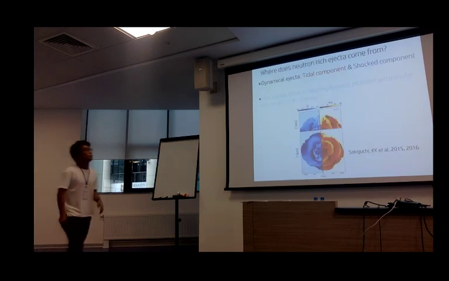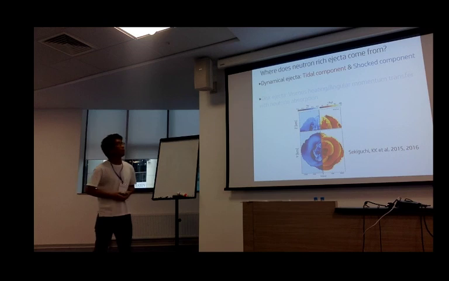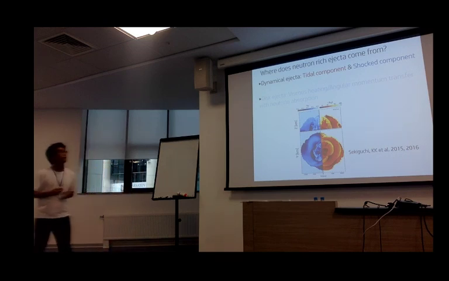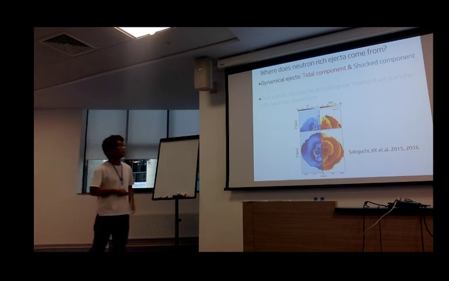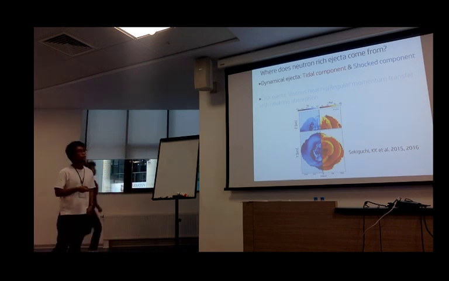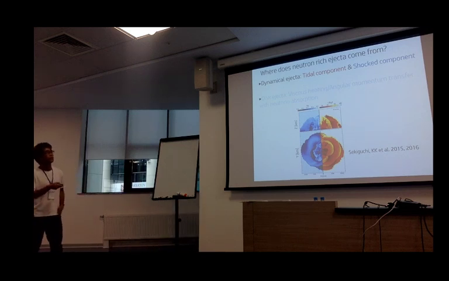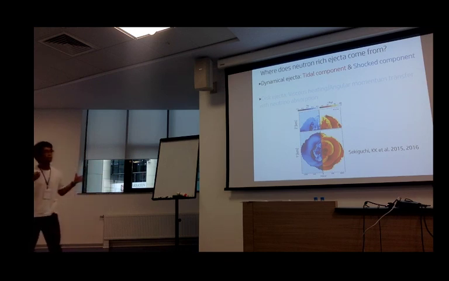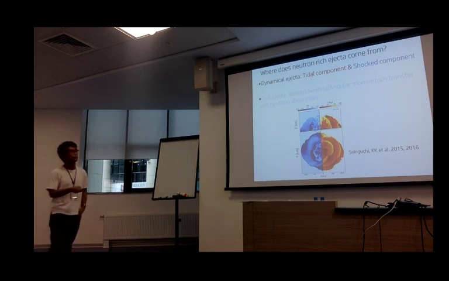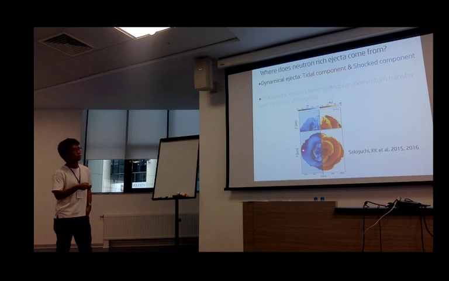So the question is, where does the neutron-rich ejecta come from, and what is the physical mechanism of the mass ejection? Recent numerical relativity simulations revealed that mass ejection is caused by two processes: the dynamical ejecta process and the disk ejecta process. The dynamical ejecta is driven by the tidal force as well as the shock heating generated at the colliding interface of the two neutron stars.